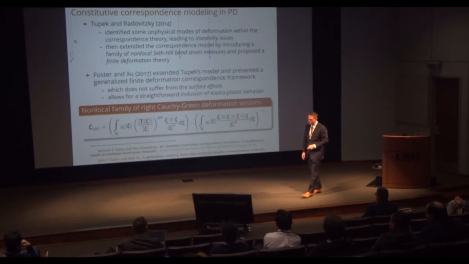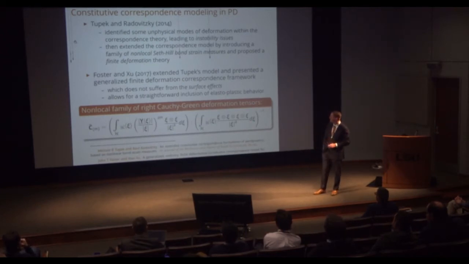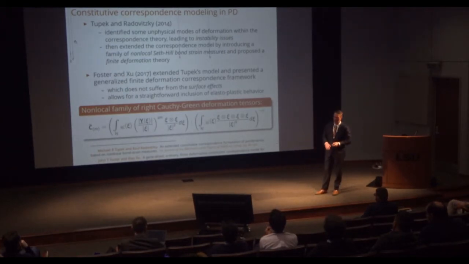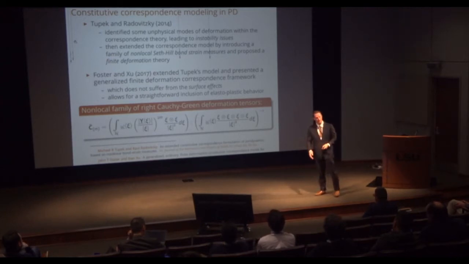So in 2014, Mike Tupac, who works at Sandia now, had proposed what he called a generalized correspondence theory, and he had this family of finite deformation strain measures based on Seth Hill type strains. He had shown some results for some cases where it improved the stability over the former model. However, it still had some of its own issues with respect to surface effects and whatnot.